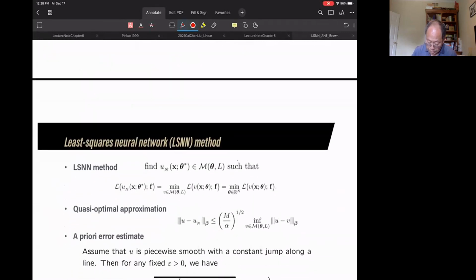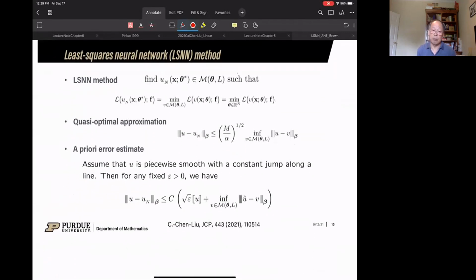Okay. So then, instead of using finite elements for the least squares, we're using the neural net. You can simply minimize that least squares functional in the class of neural net functions. Then you can easily establish what we call the quasi-optimal approximation. Basically it says the approximation in this class is the best if you don't care about the constant in front. Okay, so that is important.